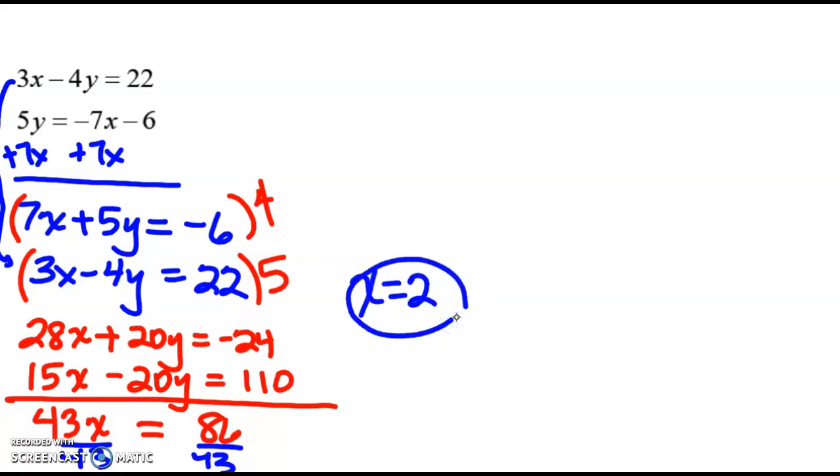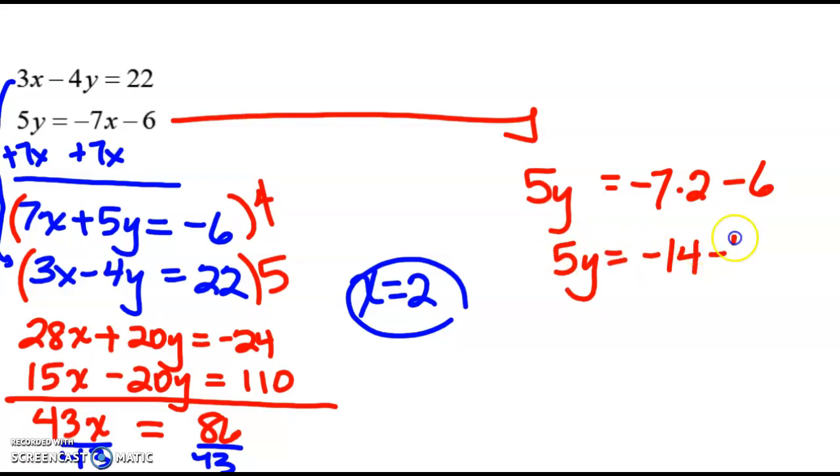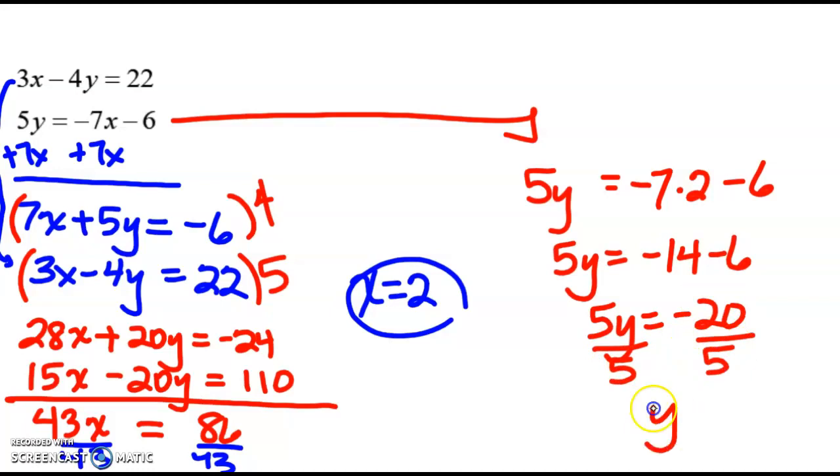To find y, you just go up into one of these equations. It doesn't matter which one you pick. I'm going to pick this one. And I'm finding y, so it's 5y equals -7 times 2 minus 6. So that's 5y equals -14 minus 6. And then we get the answer of -4.